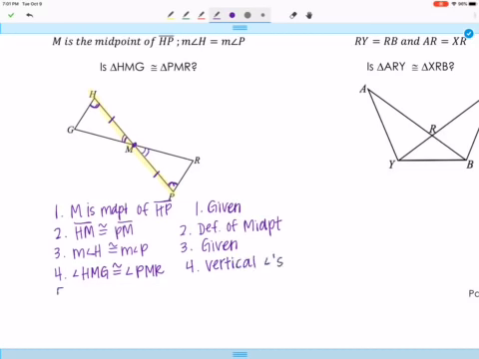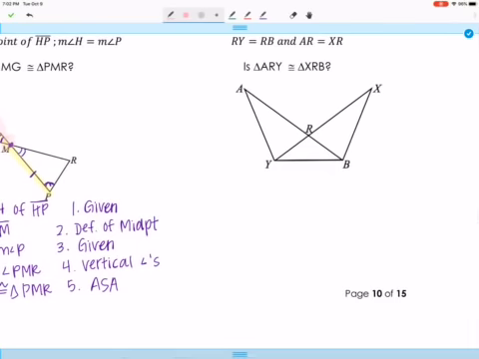That is now enough to say that the triangles are congruent because I have 3 pieces of information. So triangle HMG is congruent to triangle PMR. In this case, it would be ASA, because the two angles that I have, the side that I have connects both of them. So that would be ASA.